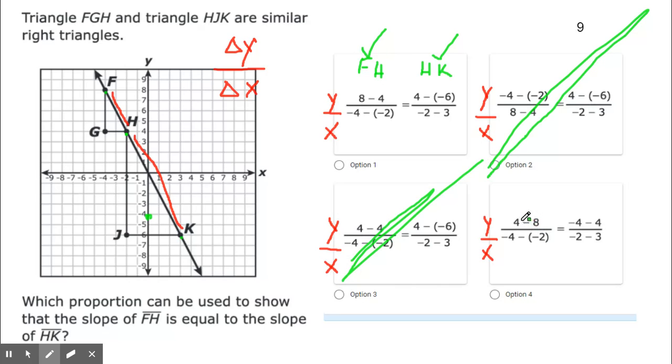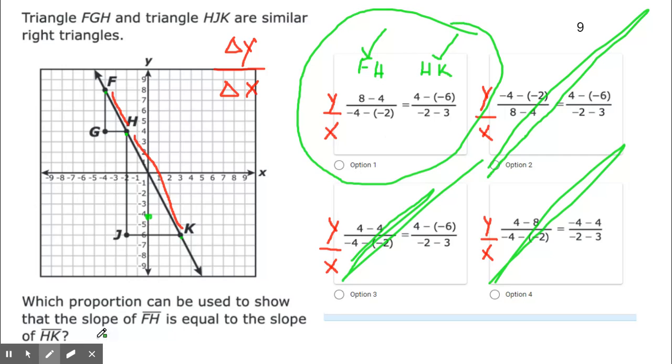Then over here, same thing. They have the 4 again with a -4, which we just saw is not going to work. So that leaves only one answer choice. It would be option 1. So option 1.